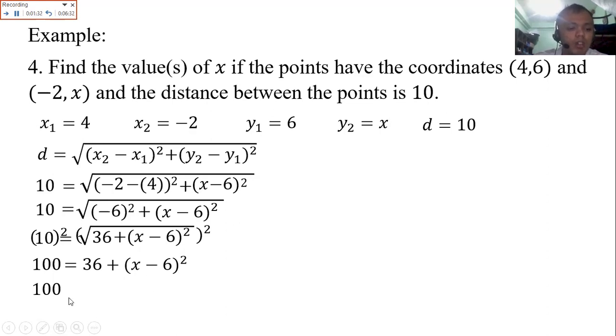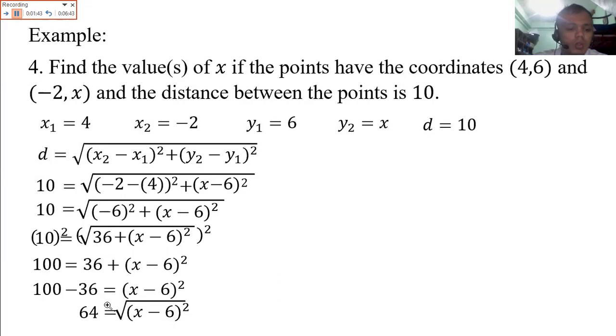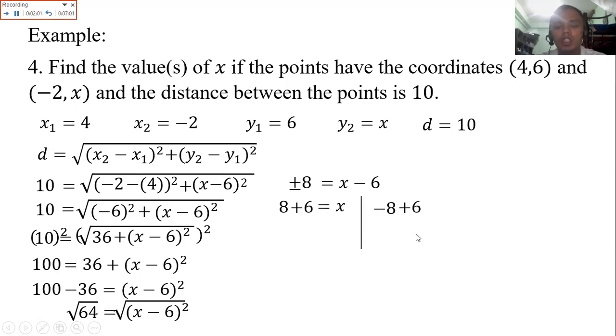Simplify natin. We have 100 minus 36 transpose, magiging 64, then equal to x minus 6 squared. Then get the square root of both sides. Your square root of 64 is 8 equal to x minus 6. Dalawang magiging value na x dito. Yung isa, 8 equal to x minus 6, so 8 plus 6 equal to x. Then the other one is negative 8 plus 6 equal to x.